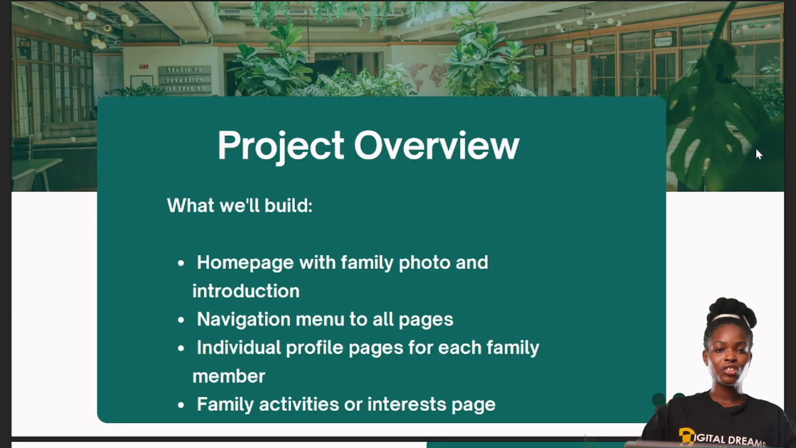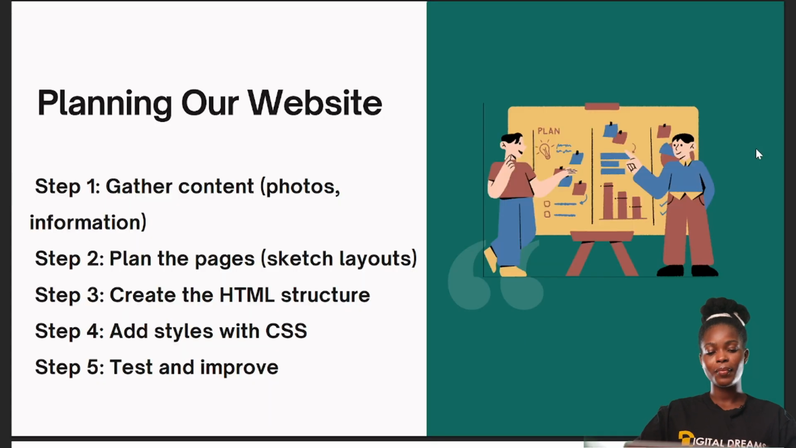We'll build a homepage with family photos and introduction. Then we'll do the navigation menu for all pages. Then individual profile pages for each family. Okay? And then family activities or interest page.